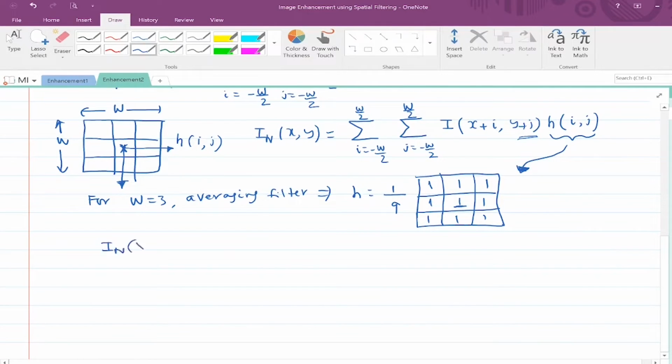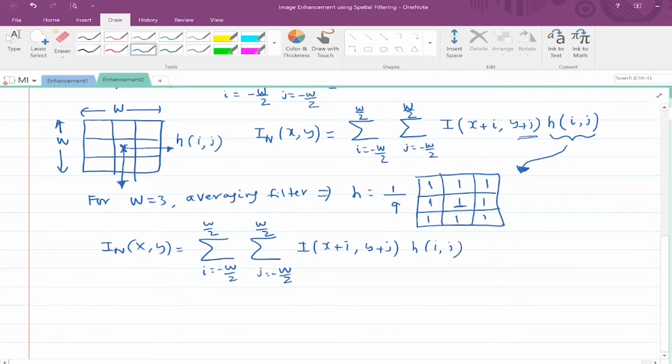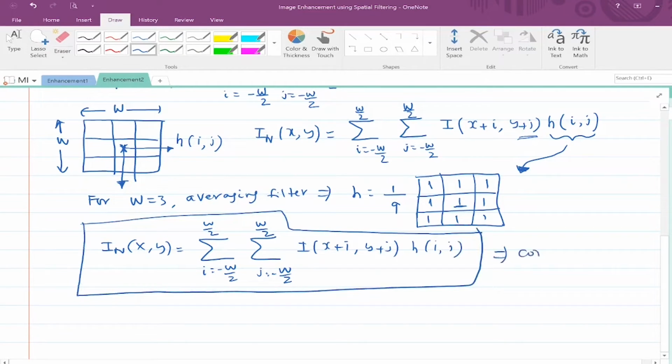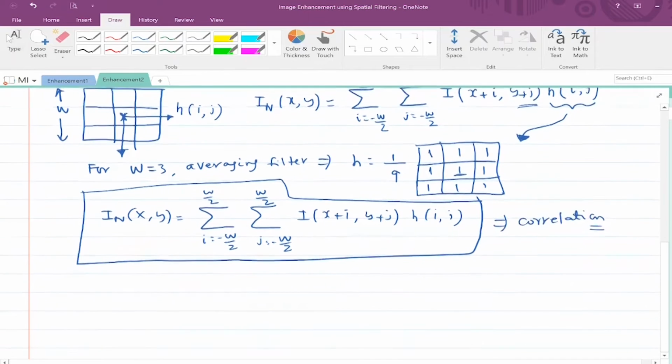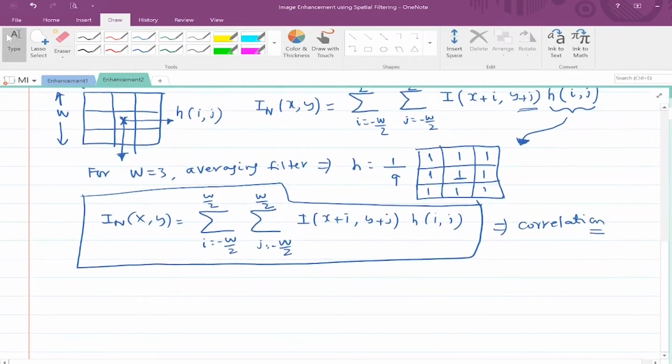By the way, have you seen this expression anytime earlier? I n of x comma y being equal to i varying over a range of values, similarly j varying over another set of values, I of x plus i comma y plus j multiplied by h of i comma j. This is nothing but correlation. This operation is correlation.